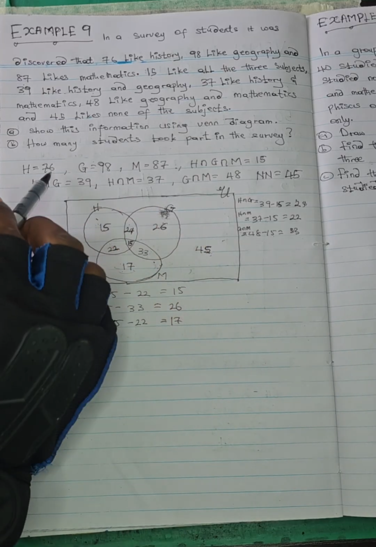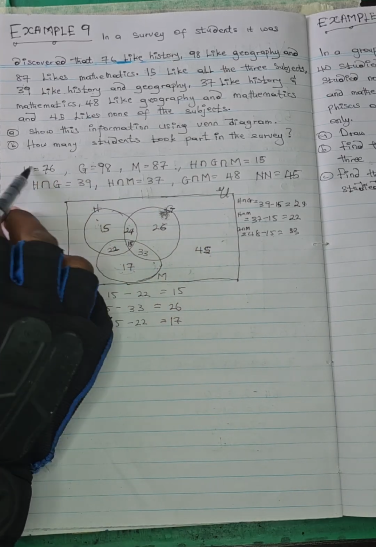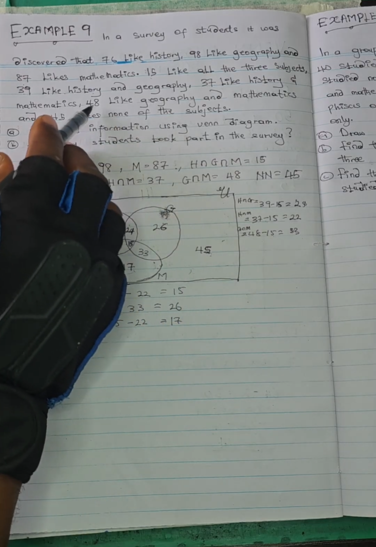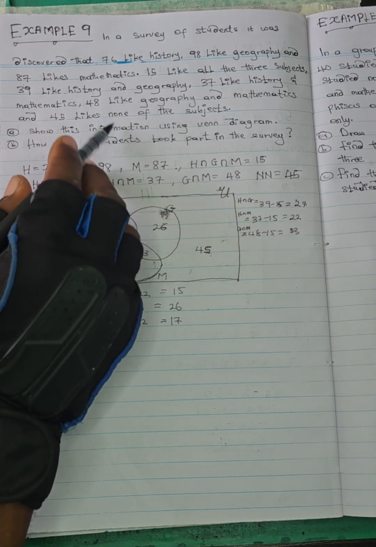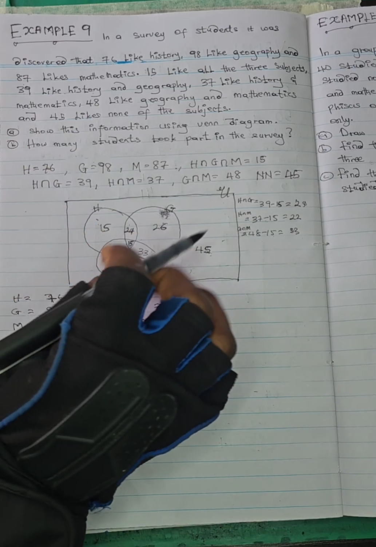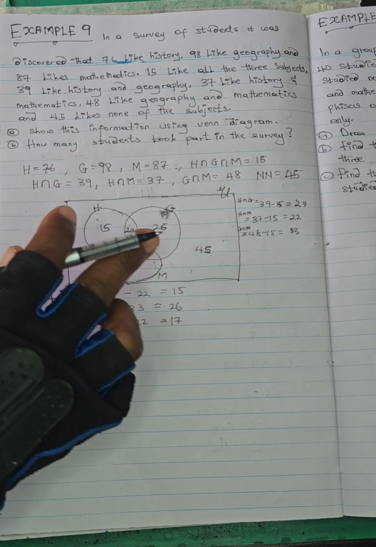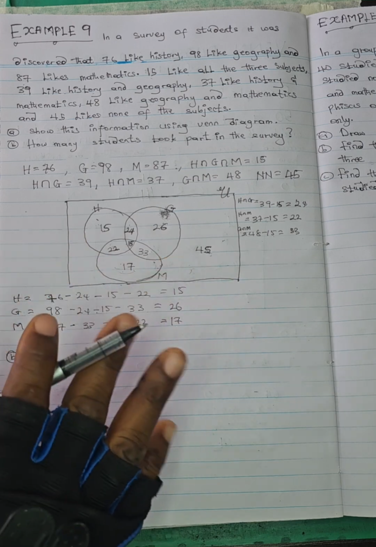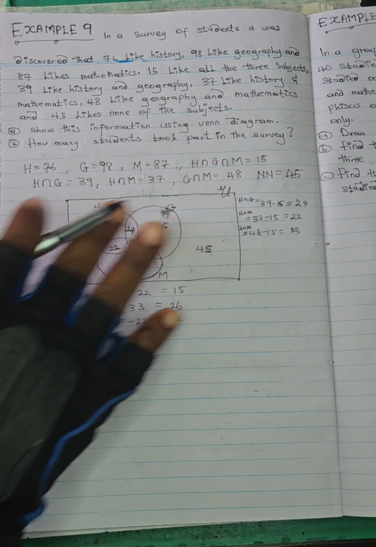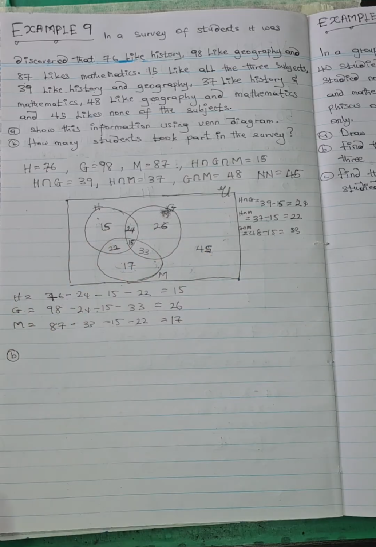But when you are given the 78, 76, 98, and 87, you can't just add them and add the 45, the ones that are like none, and get your answer. But now that you have split it and shown where each of the students belongs individually, those are only geography, those are both, they've been split, you can add everything and get your universal set.